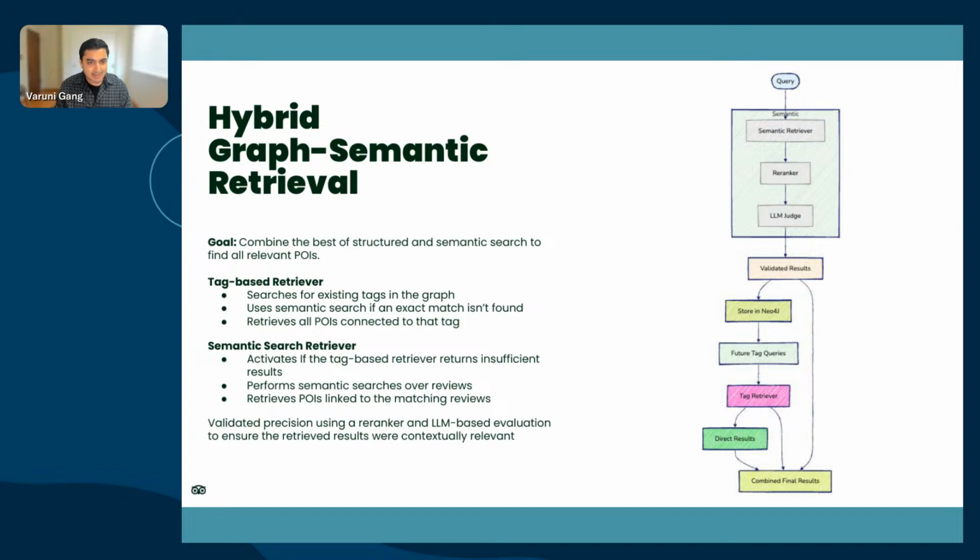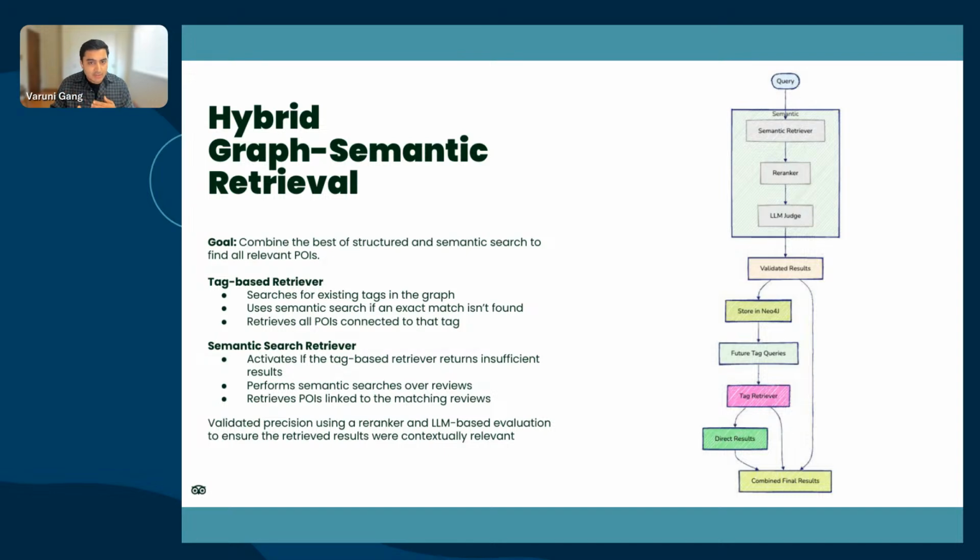That's fast and exact. But if no tags exist, say live acoustic music in New York, the semantic retriever kicks in, and the semantic retriever searches across review embeddings and finds conceptually similar phrases, such as band plays every Friday night, or great acoustic set upstairs. And these reviews connect back to the POIs, giving us new meaningful results even when no explicit tag exists. We then merge the results from both retrievers.